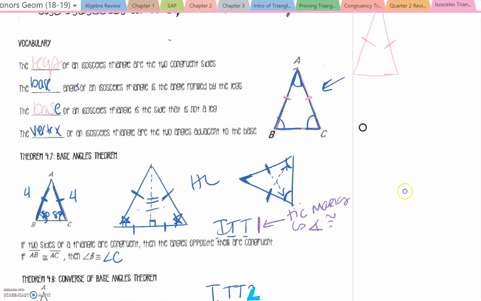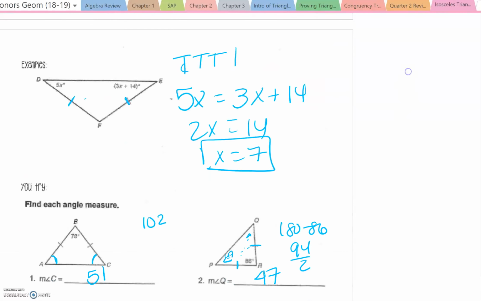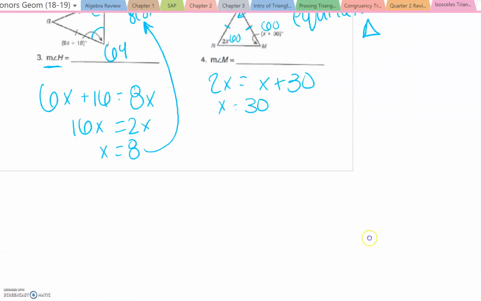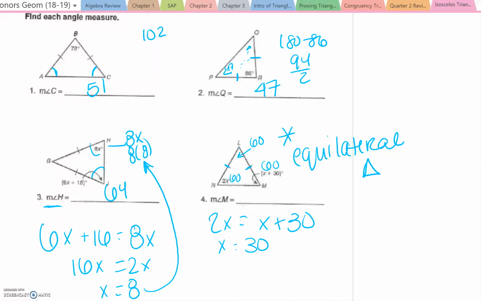And you're going to do the worksheet on the Go Formative. If you have questions, let me know. Work with somebody. And you should be able to check the answers on the Go Formative.